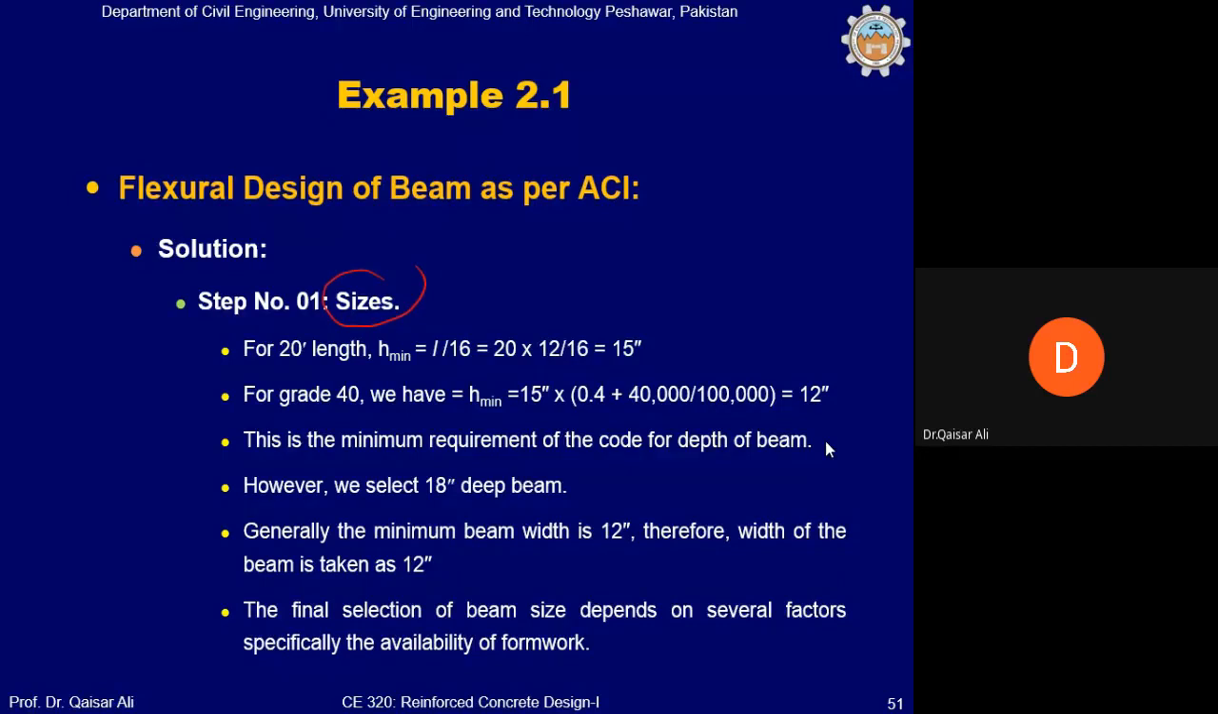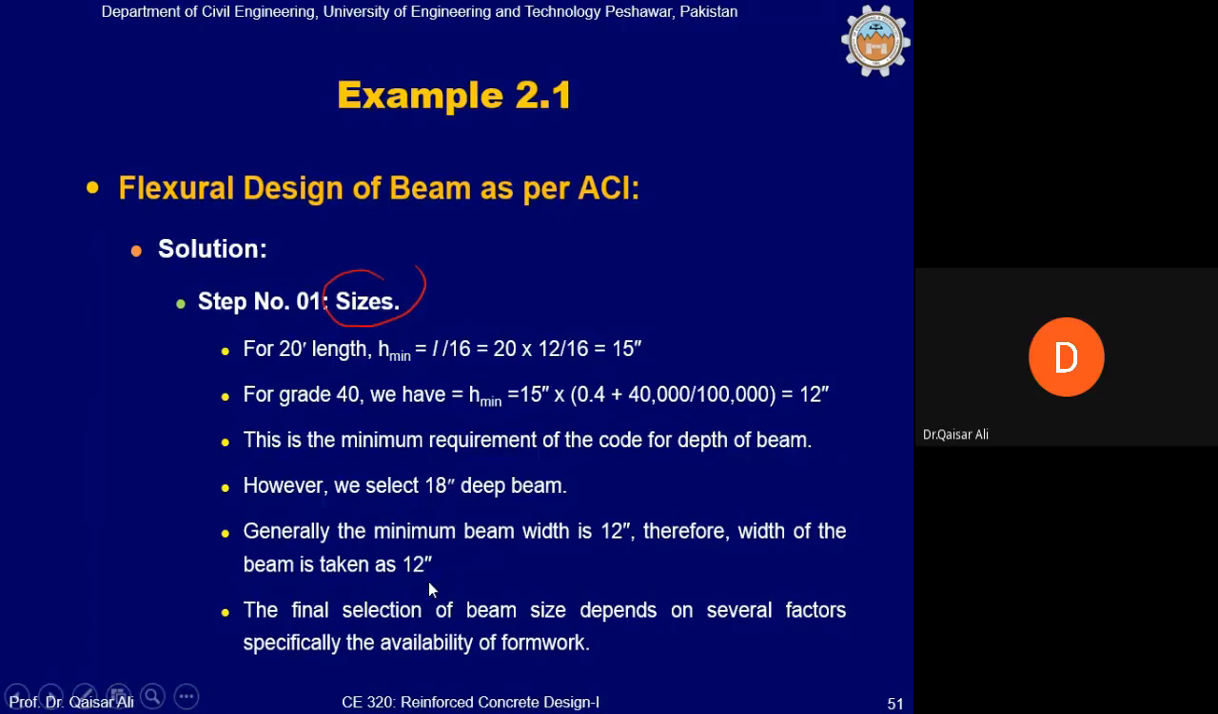But there must be some optimized solution to this. This is not an open-ended statement that you keep on increasing the depth and keep on decreasing the area of steel. This will not always work. Within a certain range, reducing area of steel and increasing depth will be good. So based on this discussion, we select a depth of 18 inch because I know that they are readily available, the formwork will be readily available.